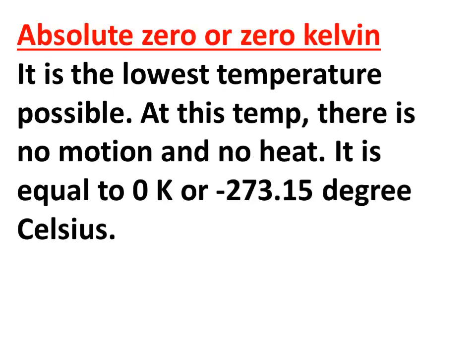Now we will talk about absolute zero or 0 Kelvin. What is absolute zero or 0 Kelvin temperature? It is the lowest temperature possible. At this temperature there is no motion and no heat, meaning no motion of the particles and no heat of the particles. It is equal to 0 Kelvin or minus 273.15 degrees Celsius. So this is absolute zero or 0 Kelvin temperature.